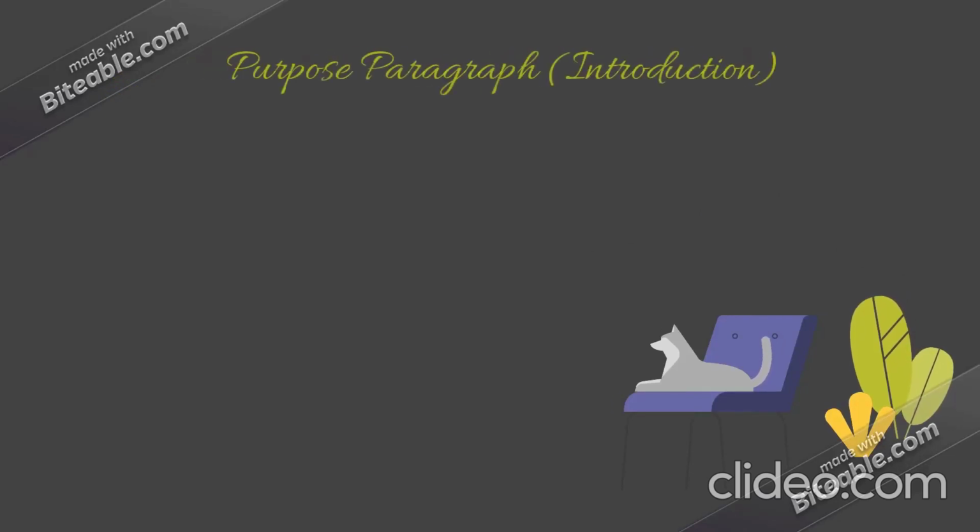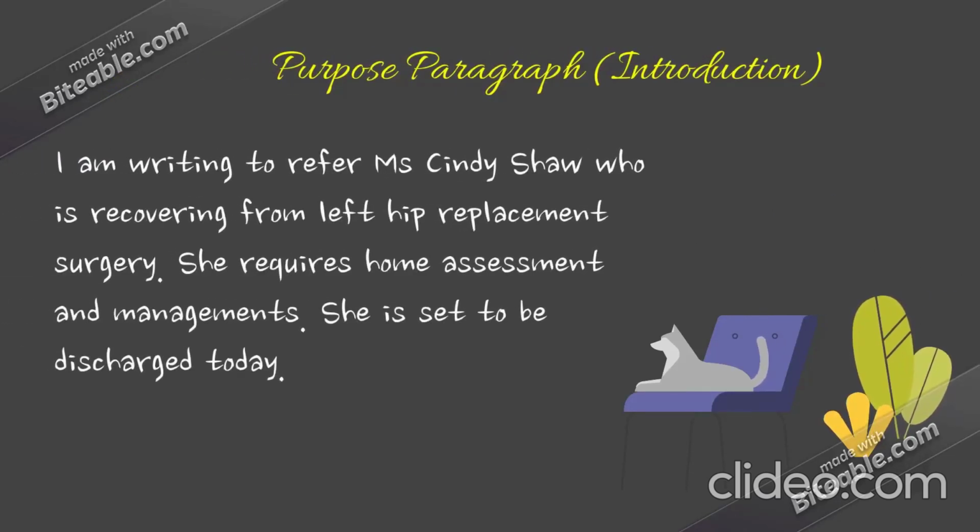We will go to the introduction paragraph. I am writing to refer Miss Cindy Shaw, who is recovering from left hip replacement surgery. She requires home assessment and management. She is said to be discharged today. So here we should have three sentences like this. We have to introduce the patient name, the recent present medical condition, the requirement and the discharge status. That is, I am writing to refer, patient's full name should be written here, and the recent present medical condition is recovering from the surgery, and the requirement is she requires home assessment and management, and the discharge status is she is said to be discharged today.